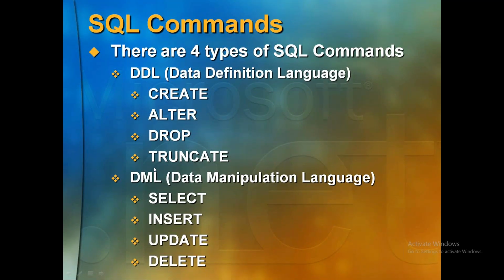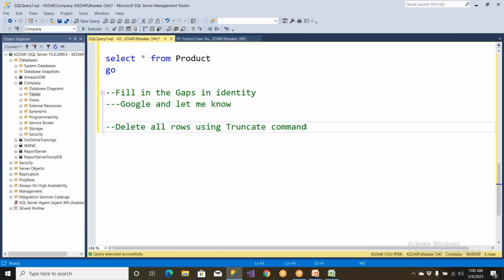Create, alter, drop, truncate. Clear? What is truncate? Truncate is a DDL command which is used to delete all the data. So what is the need for truncate? The need for truncate is, if you wanted to delete all the data, all rows, not one row. If you wanted to delete all the rows, then use the truncate command.